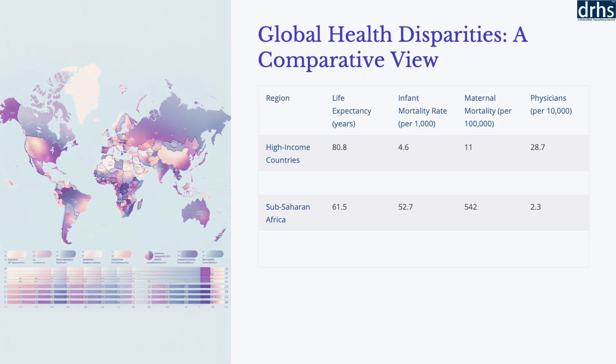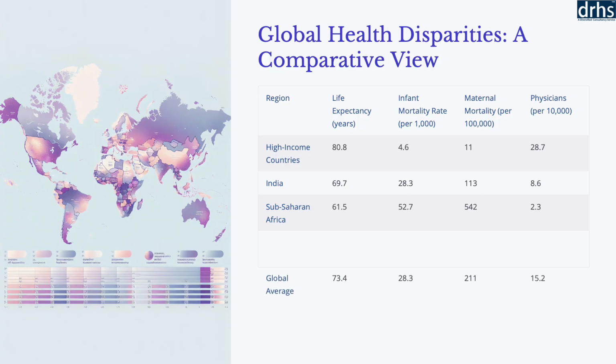India, positioned in the middle of this spectrum, reflects both progress and ongoing challenges. While its indicators are better than the sub-Saharan African average, they lag far behind high-income nations. An infant mortality rate of 28.3 and a maternal mortality ratio of 113 highlight significant gaps in access to quality maternal and child healthcare services.